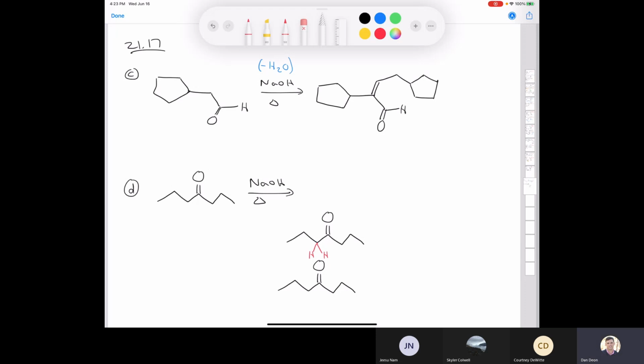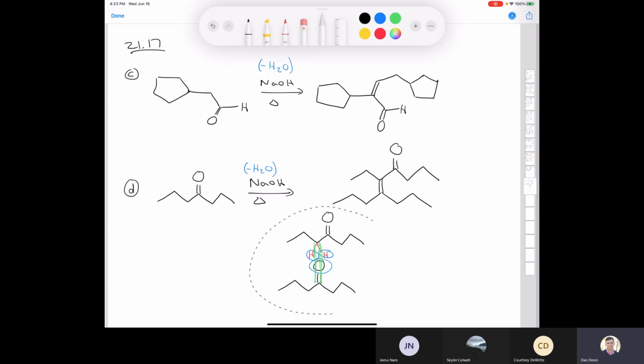Now the water that we're going to lose, minus H2O, is going to come from these two hydrogens and this oxygen. So the new double bond is going to be between these two carbons, like that. So watch. All I have to do is redraw the molecule like that. I put a double bond, and I have 1, 2, 3 carbons on this side, and 1, 2, 3 carbons on that side, and there you go. That's the product. Okay, so that's, again, the shorthand way of doing it.